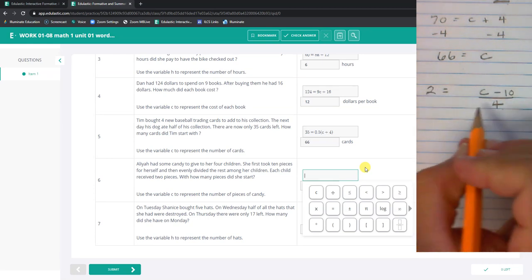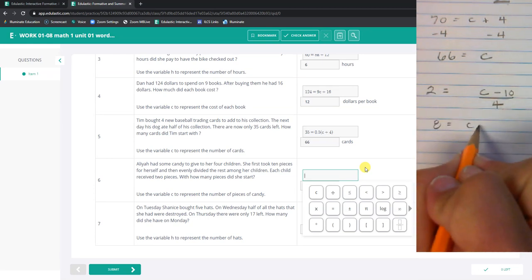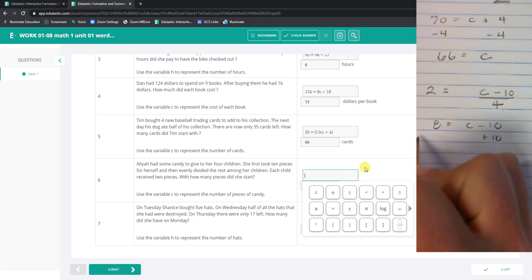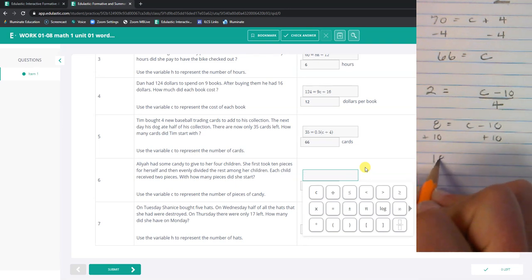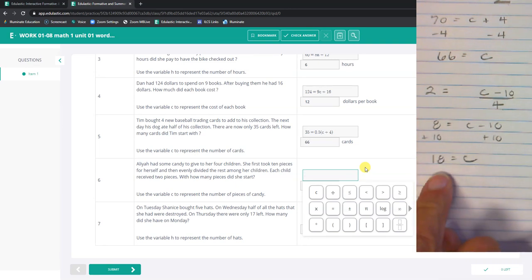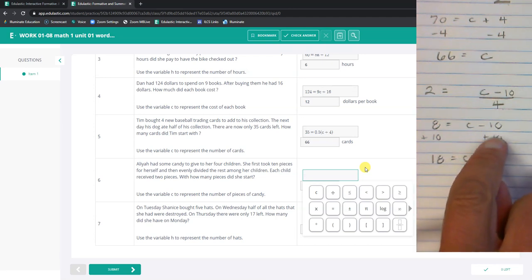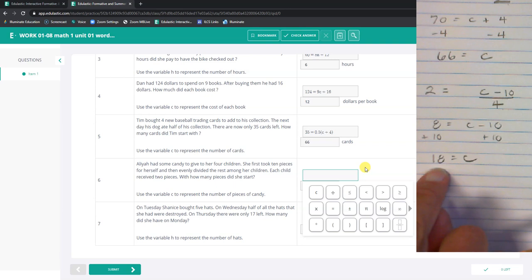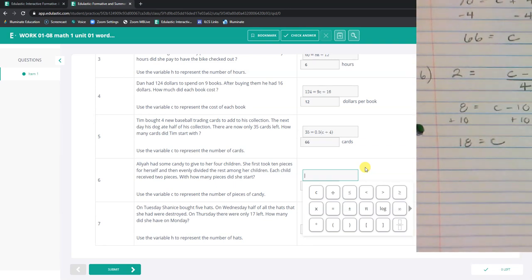Multiply both sides by 4. That gives me 8 equals C minus 10. Adding 10 to both sides, 18 equals C. So she started with, right? She started with 18 candies. She takes away 10 of them. That means she has 8. And then she divides it with 4 kids. That means each kid gets 2. So it's working. And that's an odd. No, it's an even, so we can't check it.